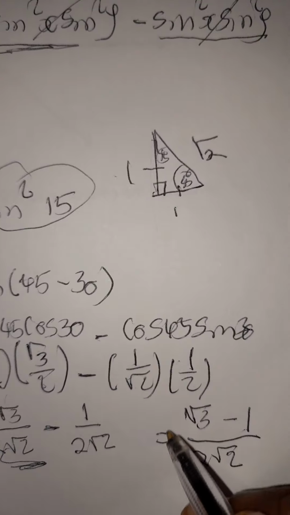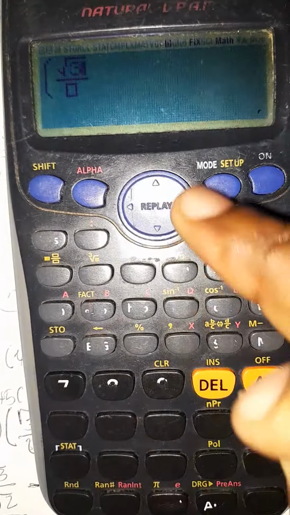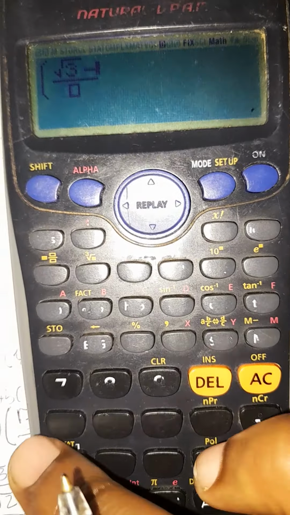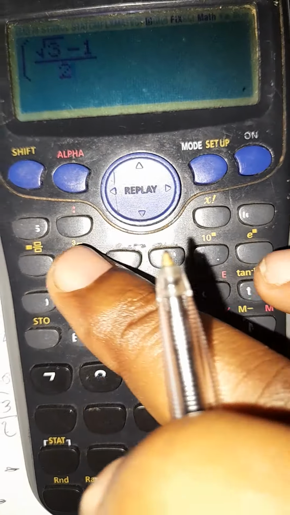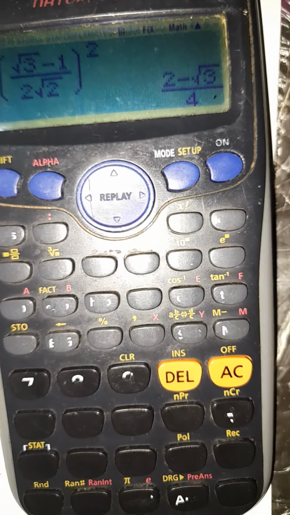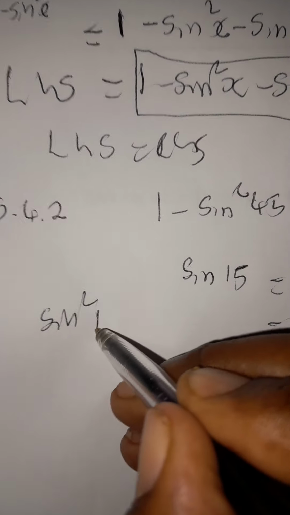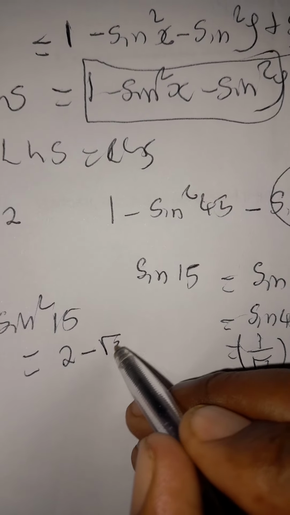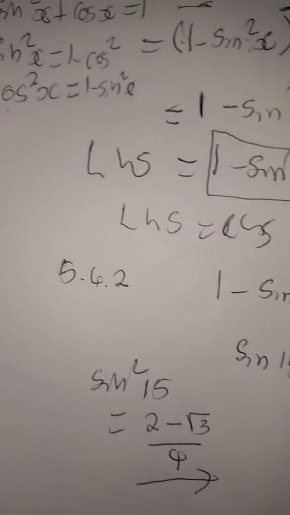Since it's squared, we are going to square this. What are we going to have if we square this? We're having root 3 subtracted by 1, divided by 2 root 2, and you square. In this case we are going to have 2 minus root 3 over 4. So the solution for sine squared 15 will be 2 minus root 3 all over 4. That's the solution for this. Let me write this on a clean page.